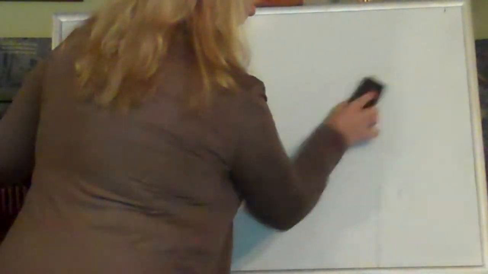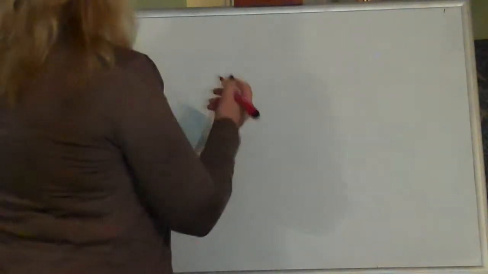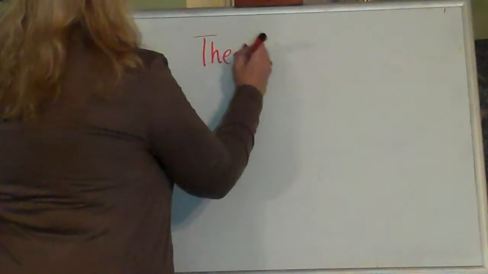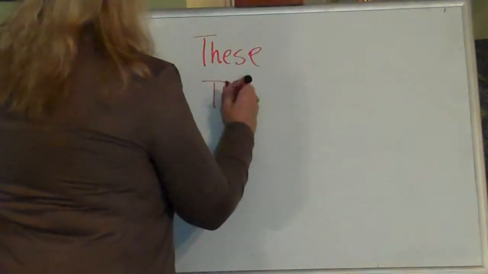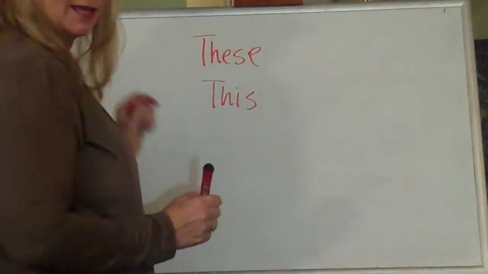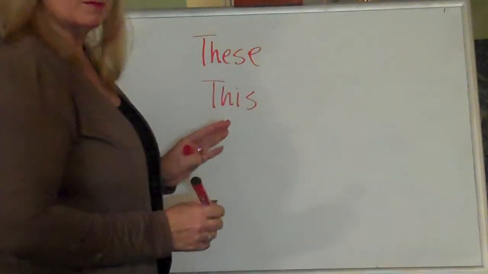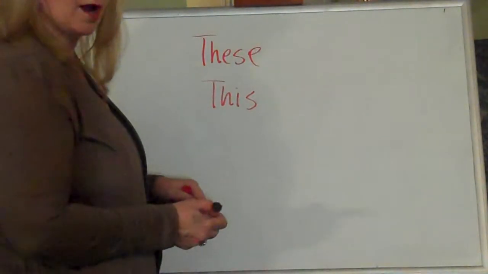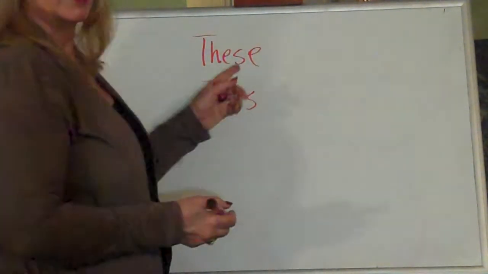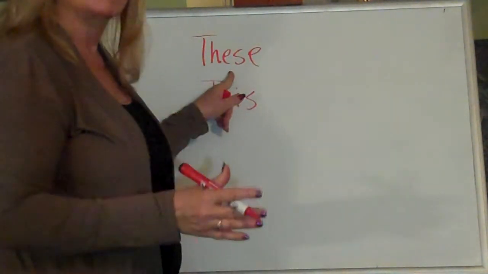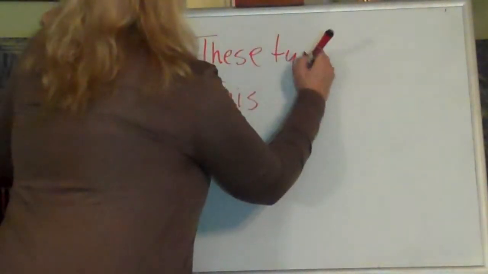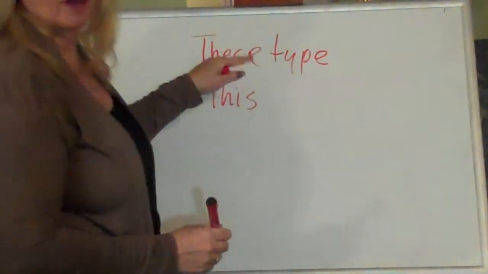So let me just talk about a couple of other things. This is not going to be a very long lecture. But let's say that you're using words like these or this, things like that. One of the things that people do all the time when they talk is they mix these up with inappropriate combinations. What I mean by that is they'll say things like, I like these type of movies.